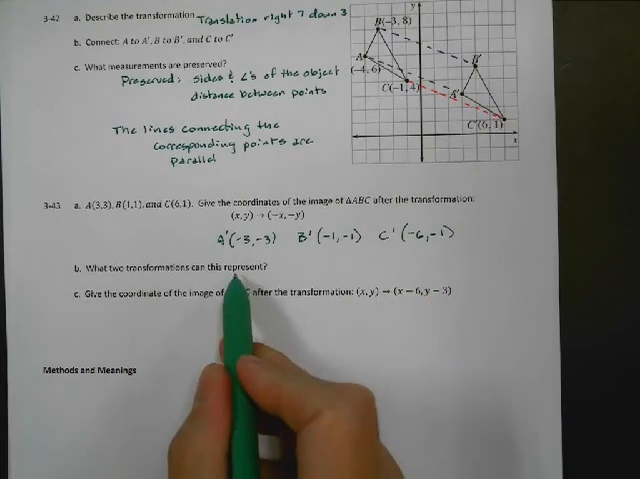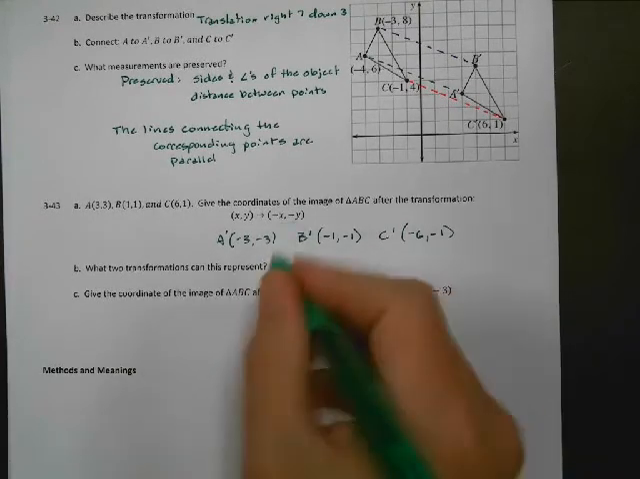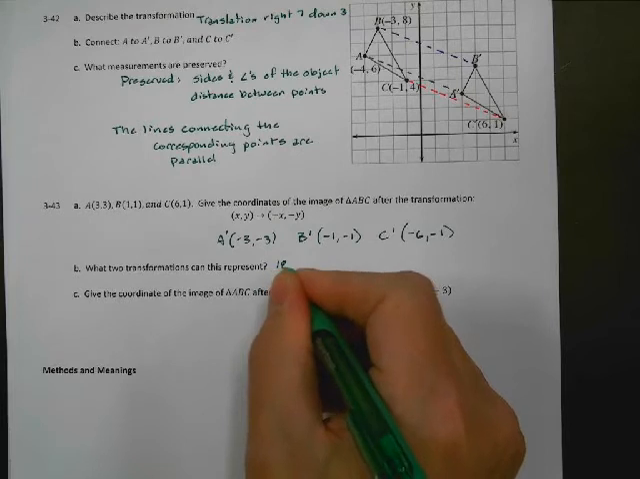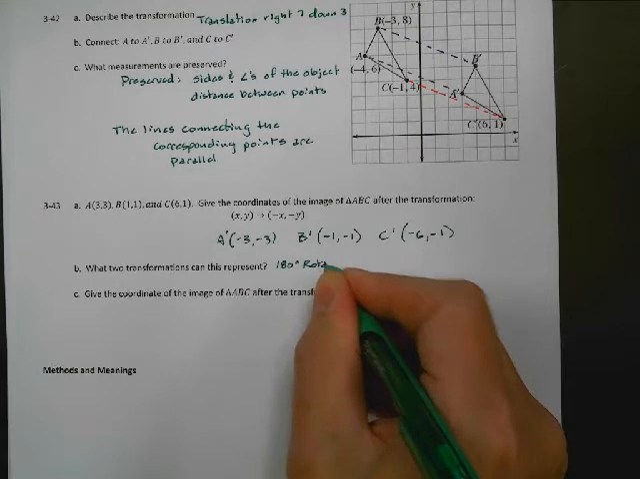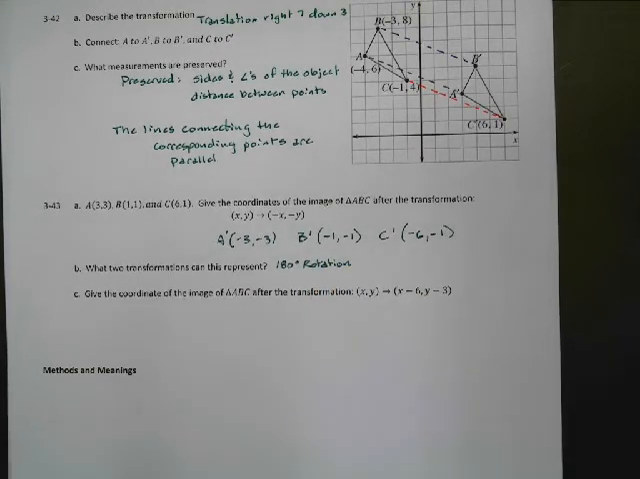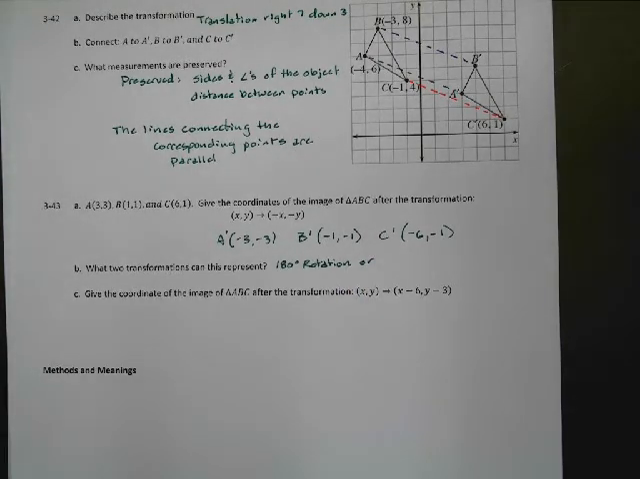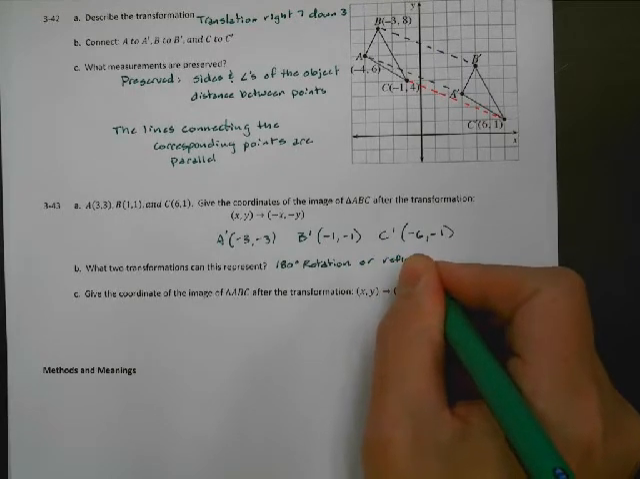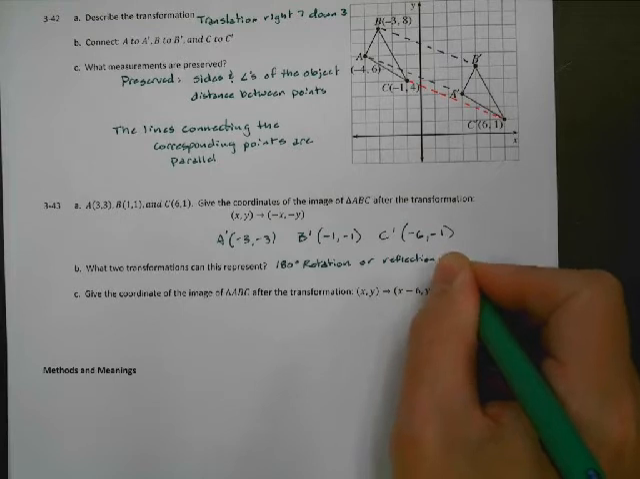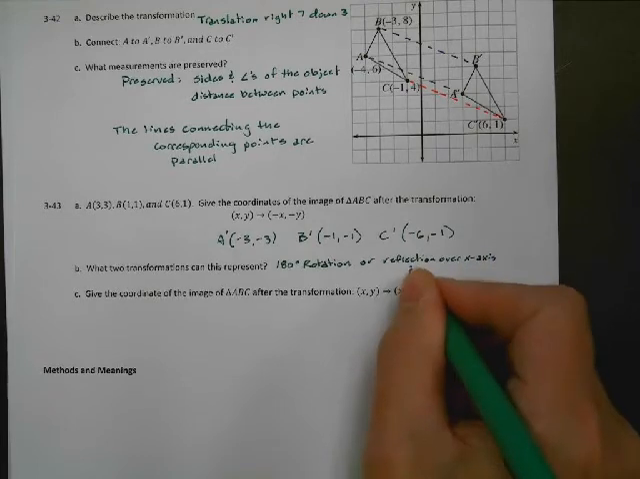Now, which two transformations can this represent? Well, the first one, hopefully you remember, is a 180-degree rotation. Remember, left or clockwise and counterclockwise doesn't matter. So that's one thing. Or it could be a reflection over the x-axis and a reflection over the y-axis at the same time.